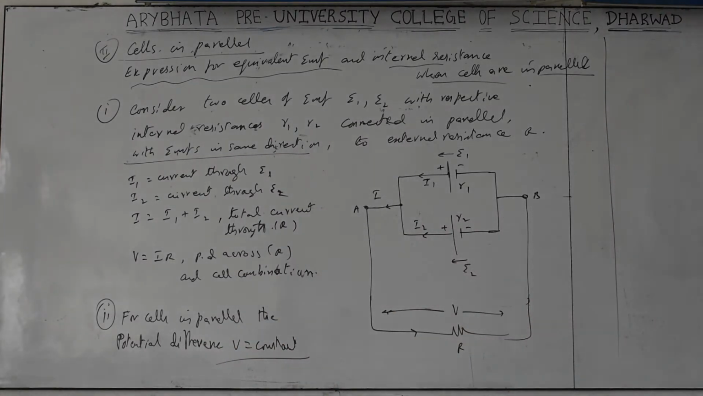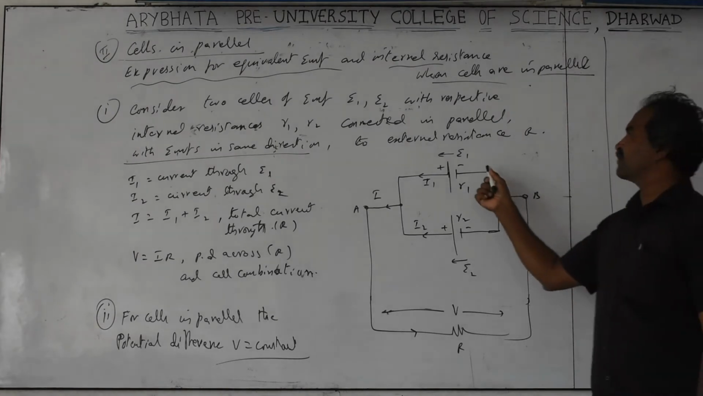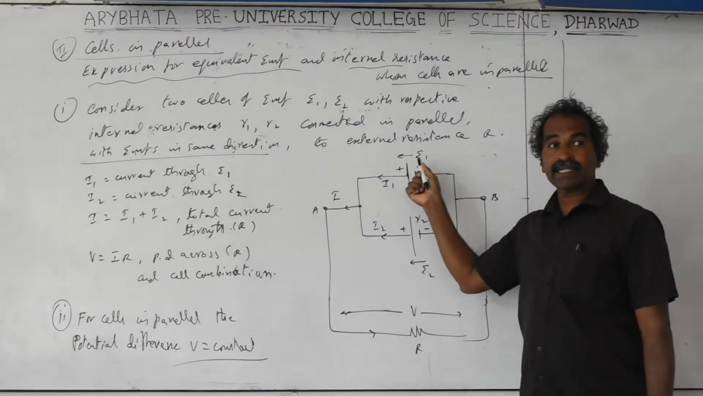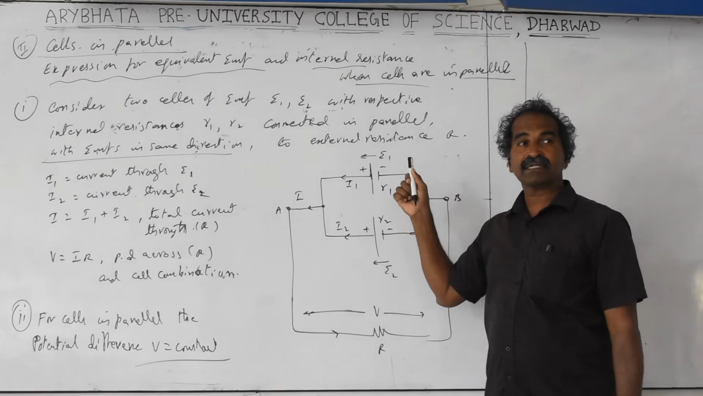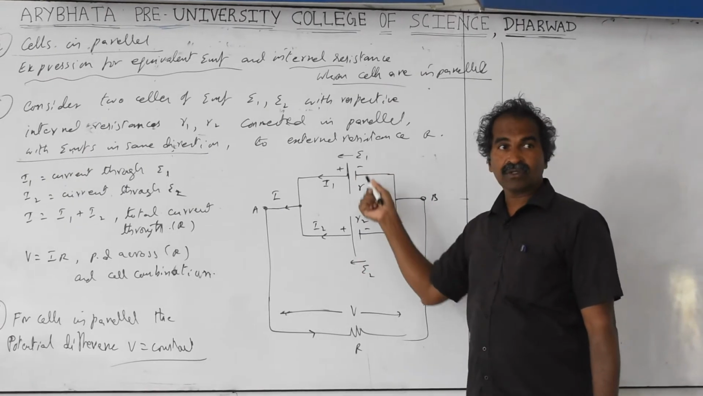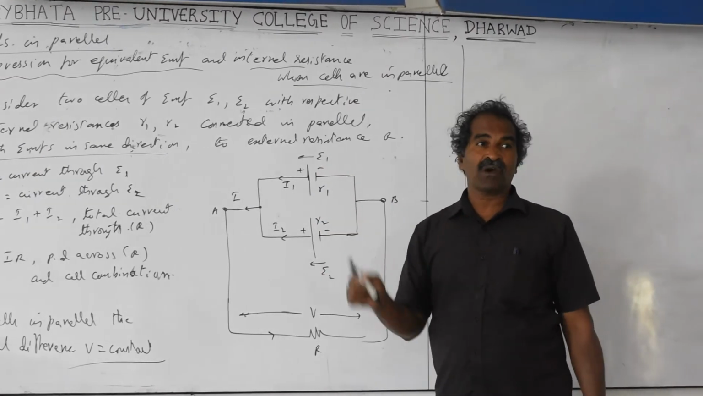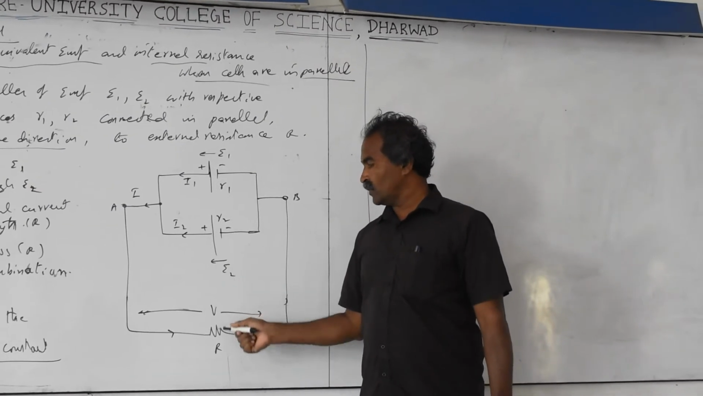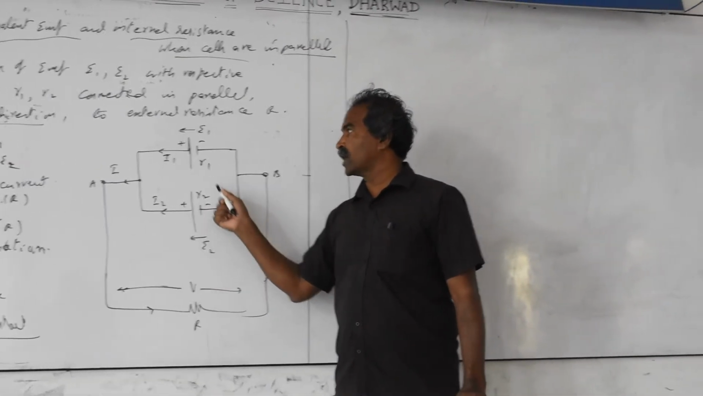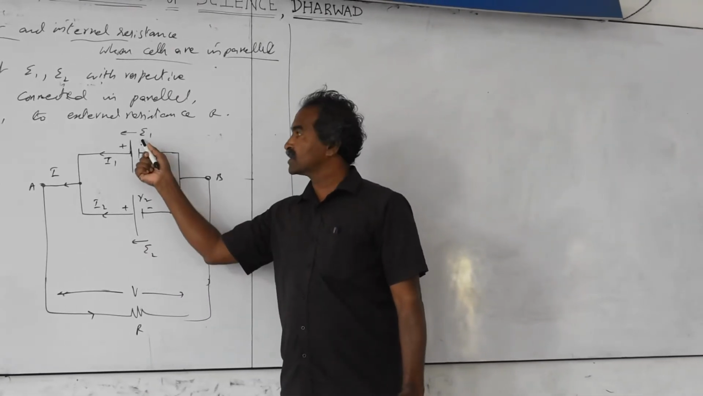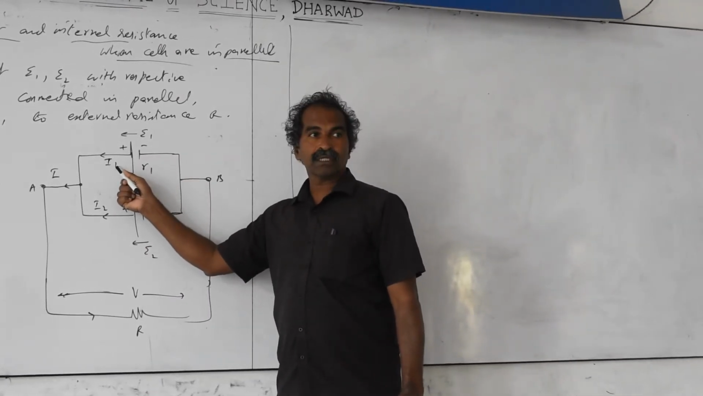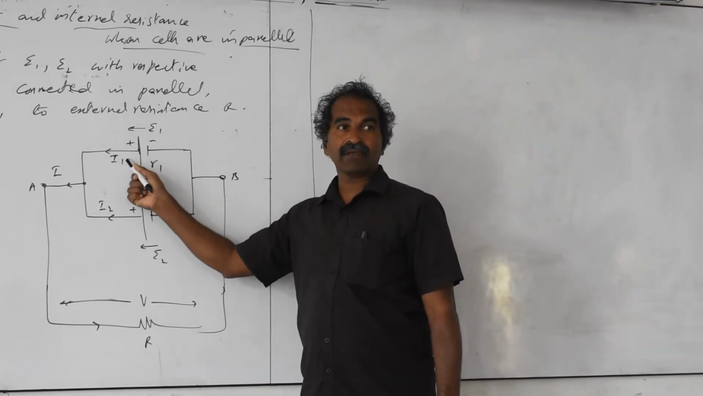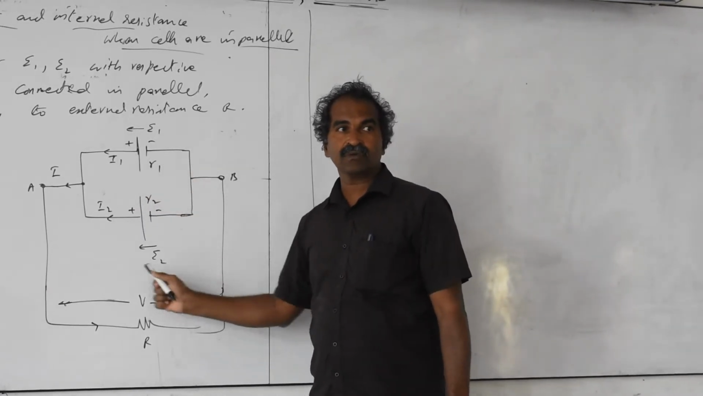For the first cell, as I already gave the relationship, the current is coming out of the cell, which means EMF is more than V. So E becomes E equal to V plus IR, the formula I gave you. Here also the same thing is happening. E2 is equal to V plus I2R, same V. Here E1 is equal to V plus I1R1, and E2 is equal to V plus I2R2.